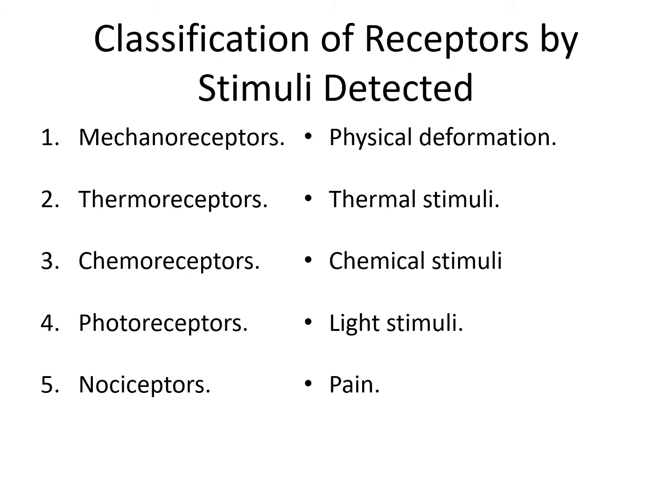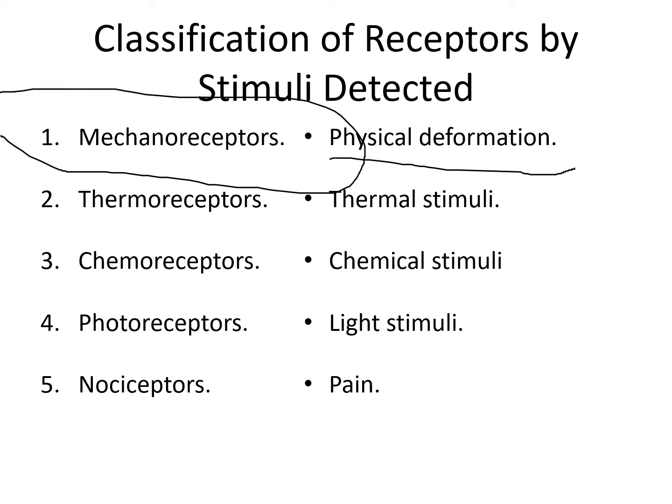You can also classify receptors by the stimuli they detect. So for example, our examples so far were mechanoreceptors. And we know that mechanoreceptors are stimulated by physical deformation, pressure, touch, deep pressure, vibrations, stretch. The other ones are fairly obvious by their names. Thermoreceptors stimulate the cold and hot temperatures. Okay, there are separate receptors for heat and cold.